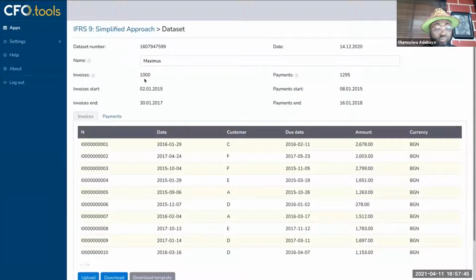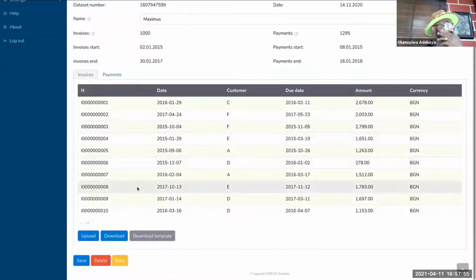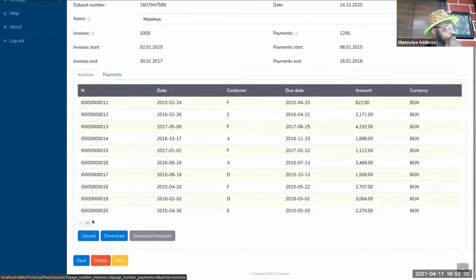These include the dataset's name and creation date, number of invoices, the payments in the dataset, as well as their corresponding time spans. The bottom part of the page hosts tabs that allow us to inspect the individual records in tabular form. In case we need to perform a more thorough inspection of the data, it may be more convenient to download a local copy instead of working inside CFO Tools.